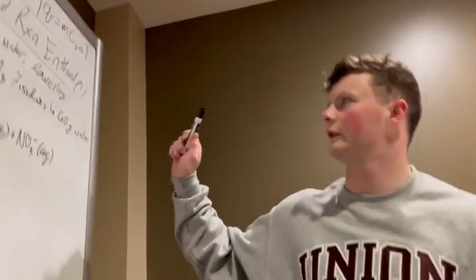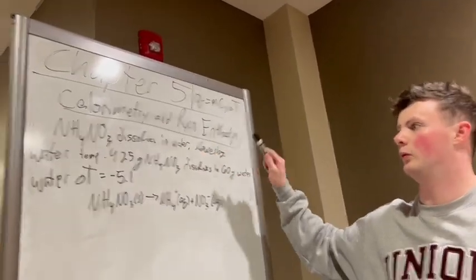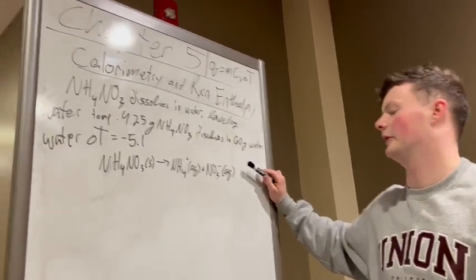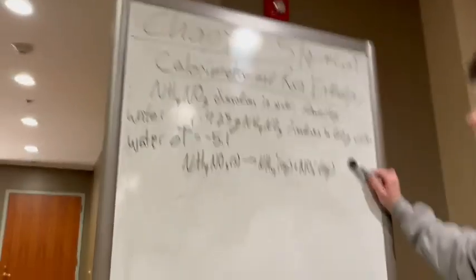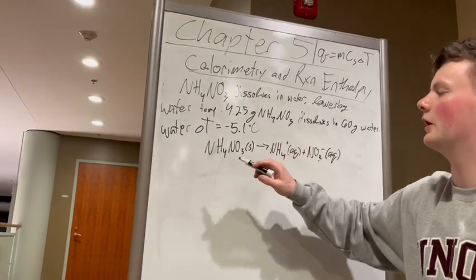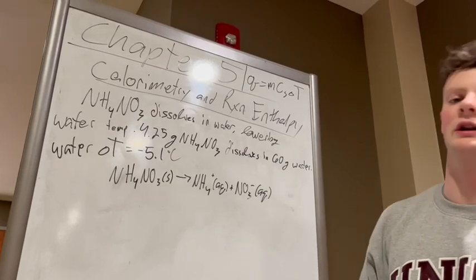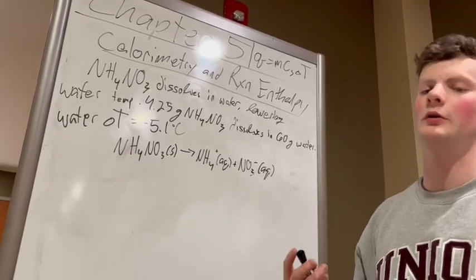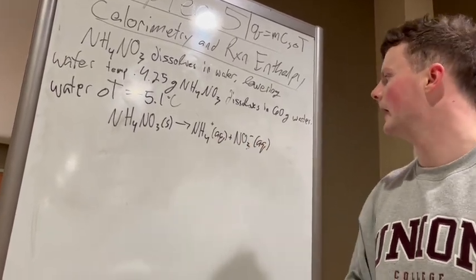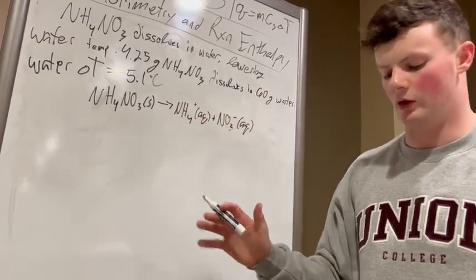All right, so here we got our example problem. We have this substance right here, NH4NO3, that dissolves in water. It lowers the temperature. And we have 4.25 grams of said substance in 60 grams of water. And in this reaction, the change in the temperature of the water is negative 5.1 degrees Celsius. So water getting colder, clearly it is an endothermic reaction, because the chemical is absorbing that heat and taking it away from the surroundings, which in this case is the water. And here's our balanced chemical equation. Thankfully, we have all ones at the start, which makes this a whole lot easier.